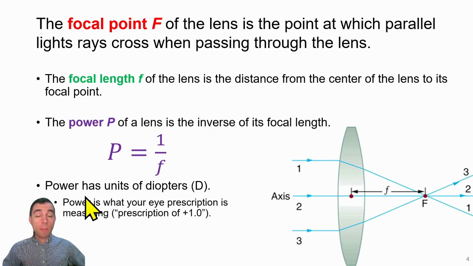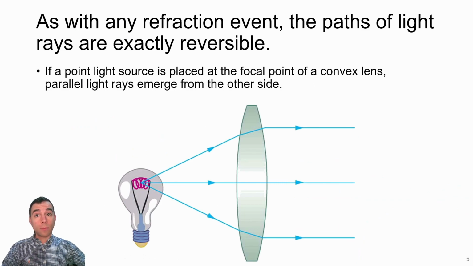This power measurement of a lens is actually what you get when you get an eyeglasses prescription. Maybe your prescription is plus 0.5. That number that you're seeing there is power. And of course, just like we learned in the refraction unit, light rays could either enter from one side or the other side, but regardless, they will still bend the same way. Refraction events are perfectly reversible.